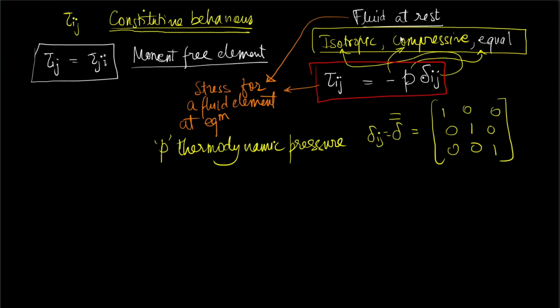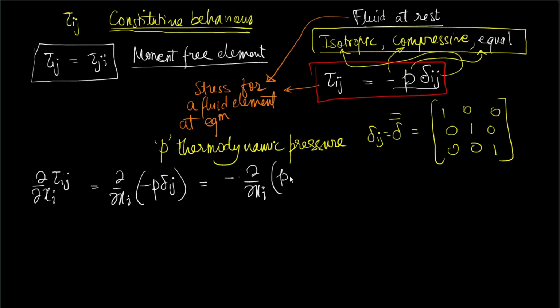For a fluid which is in motion, obviously the fluid is no longer in thermodynamic equilibrium, and there will be some deviation from this particular form of stress. Alright, but before going into that, let us quickly look at what the divergence of this particular form will be. It will be del del xi of minus P delta ij. This minus comes outside, del del xi of P delta ij.